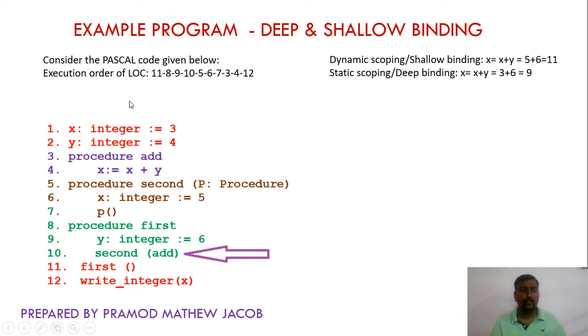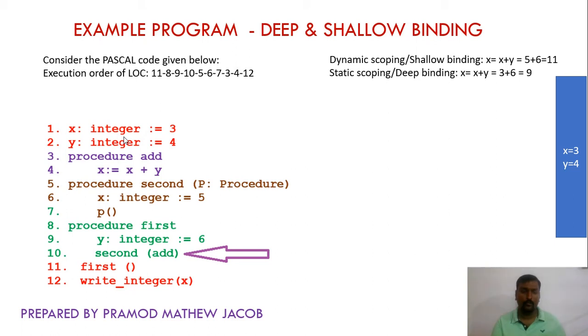The program execution begins from the first line, which is the two global variable declarations. So the global variables are stored in memory: x as 3 and y equal to 4. Their scope will be the entire lifetime of the execution of this program. Then we see procedure add, which is a function definition, so it will be skipped. Then procedure second, which takes an argument, is also skipped as it is a function definition.